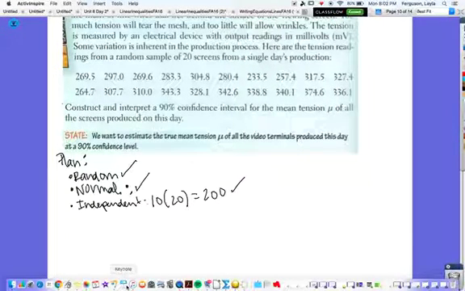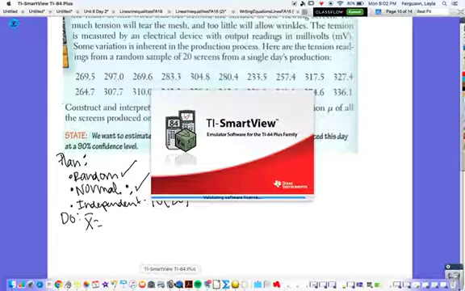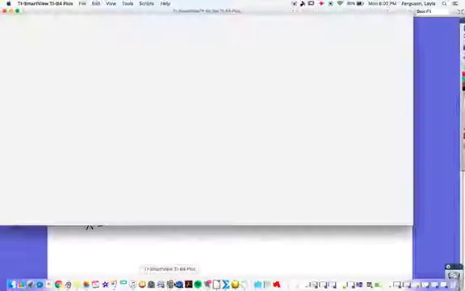Alright, so the next thing we have to do is find the mean and the standard deviation for the 20 screens in the sample. To find our mean, which is x bar, we can go on the calculator, and I've already typed these into L1, so they should already be in the calculator.